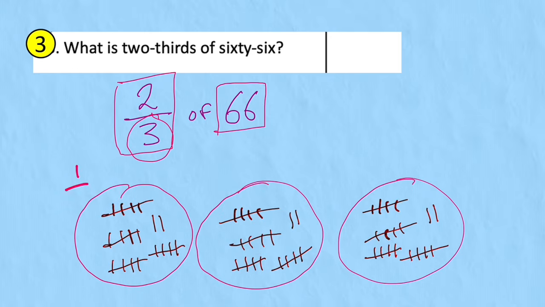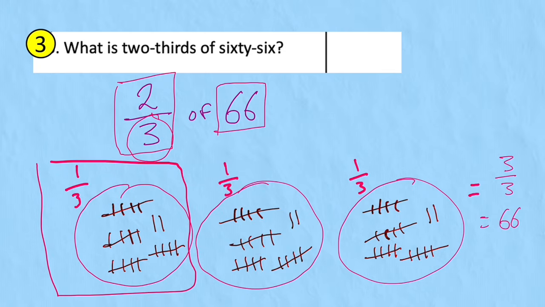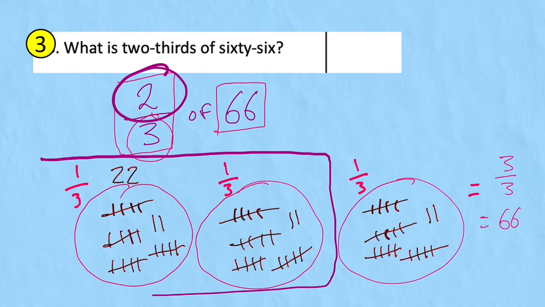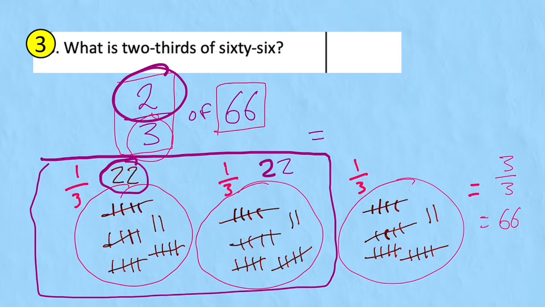So in other words, this would be 1/3 of 66, this is 1/3, and this is another third, all together equaling 3/3, or 66. So if I wanted to work out what just 1/3 was, I could count how many was in this circle, which is 5, 10, 15, 20, 22. But I'm not just looking for what's in this circle, because my question says 2/3. So if I'm working out 2/3, I need to work out how many is in 2 circles. And if I have 22 in this circle, I'm going to have 22 in this circle. So altogether, I'm going to have 44. So 2/3 of 66 is 44.